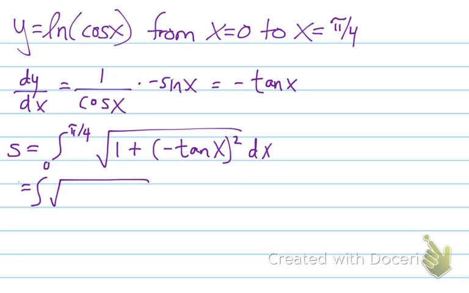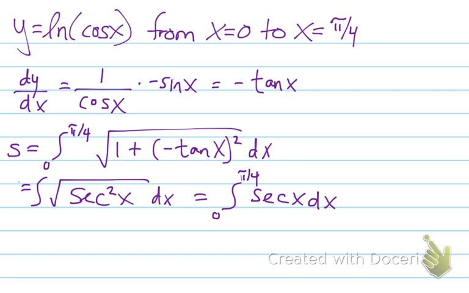And if I square negative tangent x, I get positive tangent squared x, and 1 plus tangent squared x is actually equal to secant squared x. So this is the square root of secant squared x dx, which is the integral of secant x dx, all still from 0 to pi over 4. The integral of secant x dx is the natural log of the absolute value of secant x plus tangent x, from 0 to pi over 4.